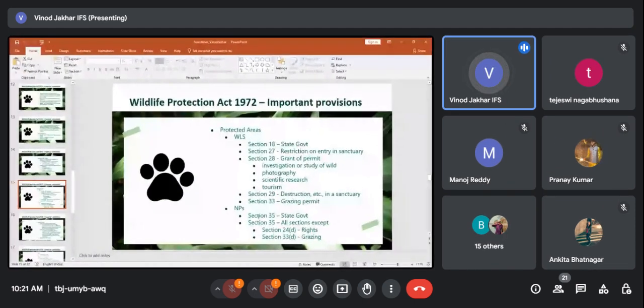In section 35, the state government declares a national park. In section 35 itself it is written that all sections from 18 to 33 are applicable except section 24D, right? Fine. The technical difference between a wildlife sanctuary and a national park.